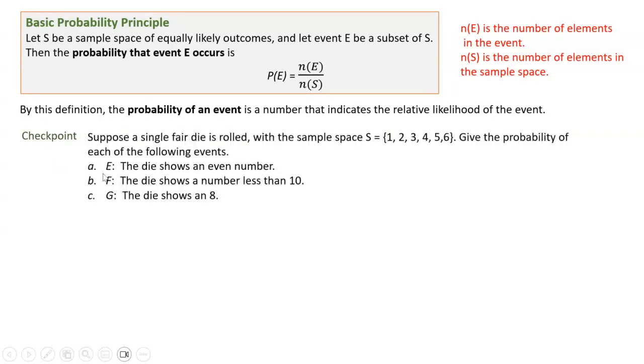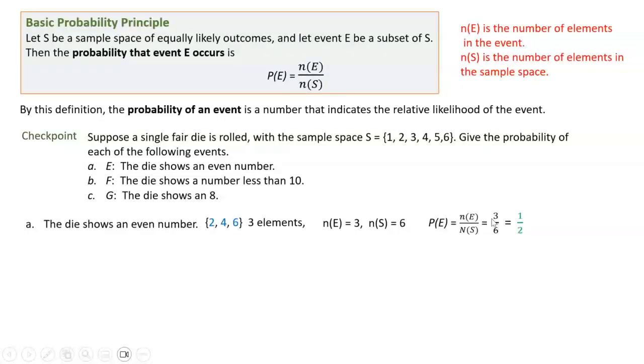Example, this is a checkpoint. We're going back to the sample space of rolling a fair die, which can be 1, 2, 3, 4, 5, 6. Give the probability of each of the following events. Event T says the die shows an even number. There are going to be 3 elements, because the even numbers 2, 4, 6 make 3. My sample space is going to be 6. So N(E) is 3 and N(S) is 6. There's my formula, so it's 3 over 6, which is equal to 1/2. The answer is 1/2.